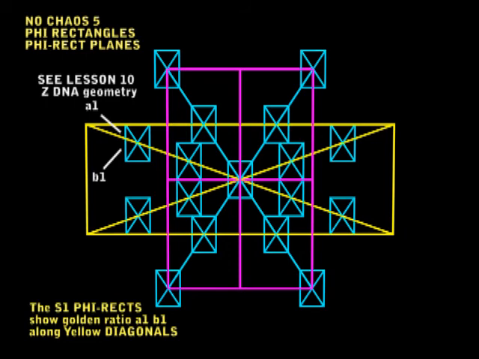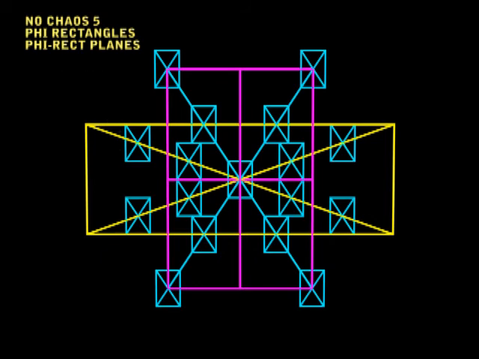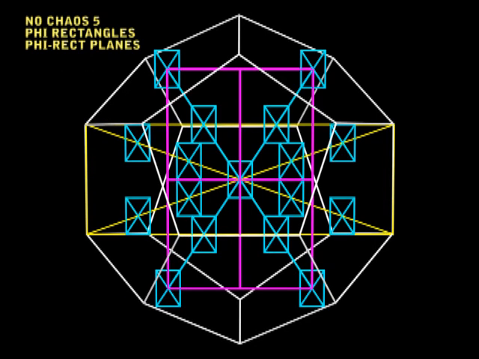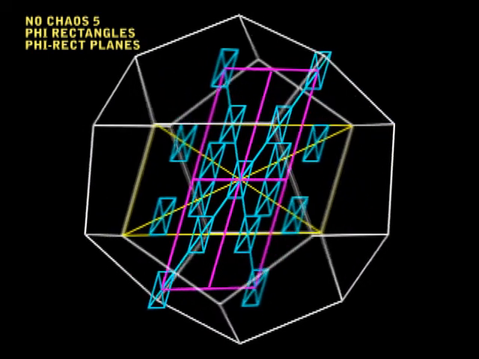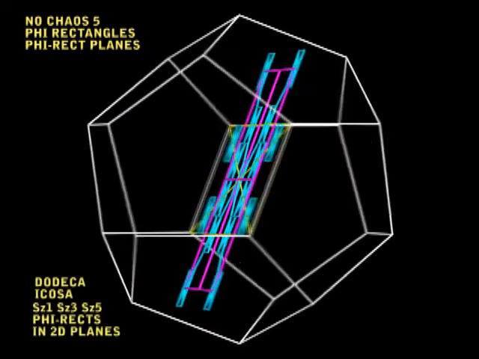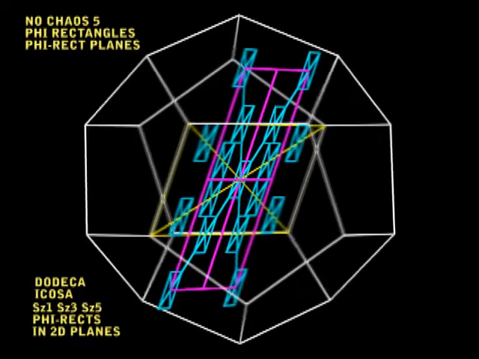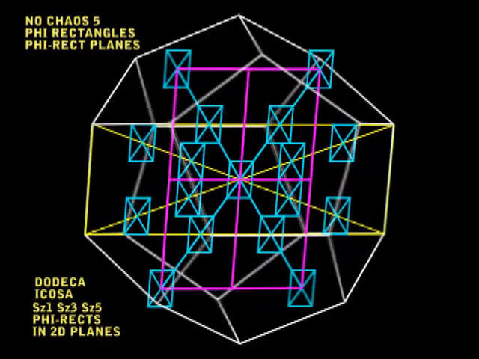Now all this geometry is all on the same 2-dimensional plane. So I'll bring in the dodeca outline. Now I'll rotate it back and forth and you can see everything better. I think there's some beautiful geometry here and it has nothing to do with chaos.